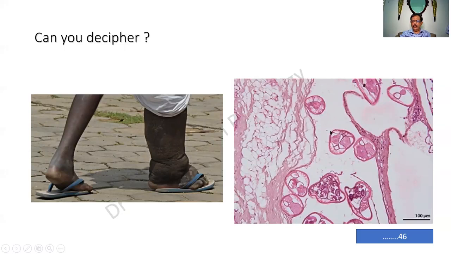What happens is, owing to a chronic inflammation, there is a perilymphatic fibrosis or a perilymph nodal fibrosis. As a result of which, the lymph cannot be drained, there is an accumulation of fluid, and the fibrosis continues. Hence, you get what is called elephantiasis or pachyderma.